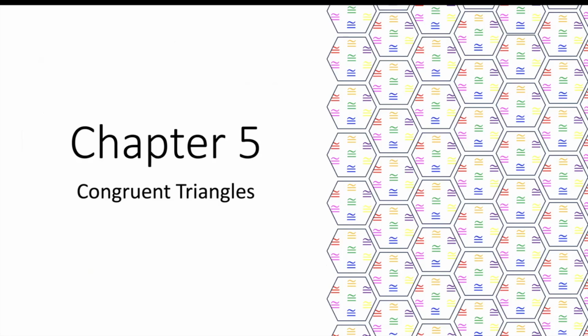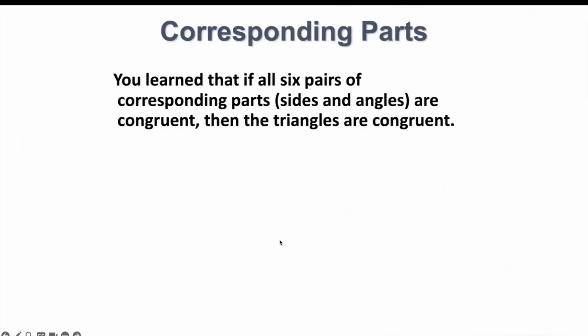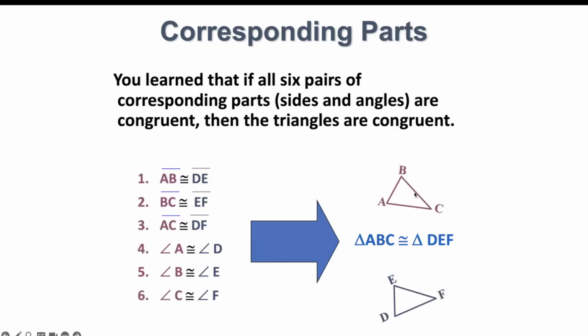So I referenced this in the last lesson, but now that we know what congruent polygons are, we're going to focus our effort in the next few sections on triangles and specifically how do I prove them congruent. So the main idea from the last lesson is that we said two figures, whether it's a triangle, quadrilateral, whatever, are congruent if all the corresponding parts are congruent. So all the sides and all the angles. So for a triangle, that means we have three sides and three angles.